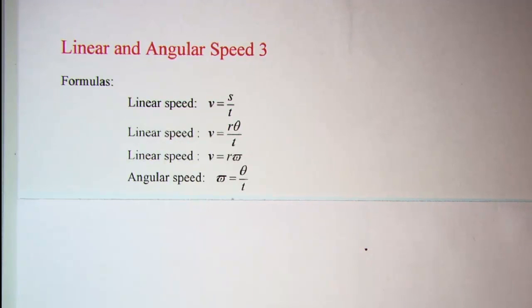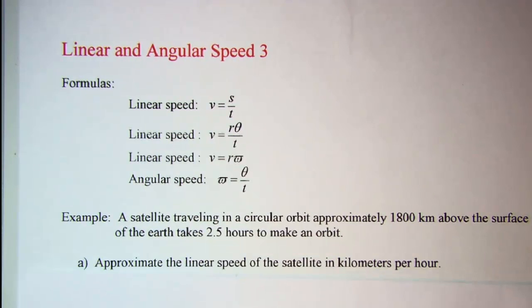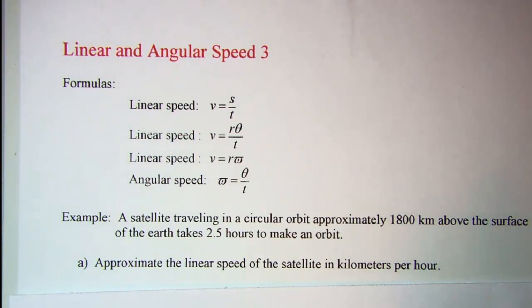The example that we'll be doing: a satellite traveling in a circular orbit approximately 1,800 kilometers above the surface of the Earth takes 2.5 hours to make an orbit. Approximate the linear speed of the satellite in kilometers per hour.